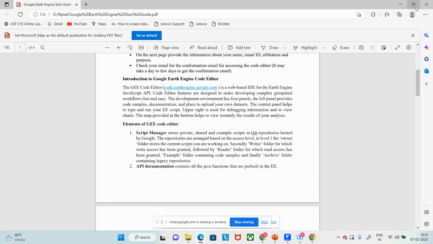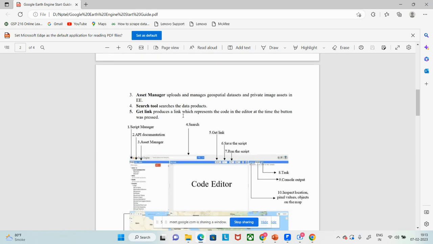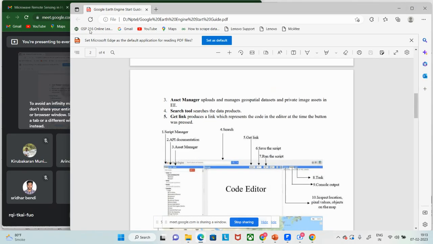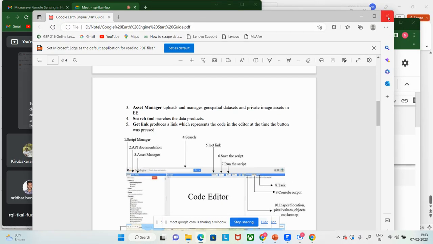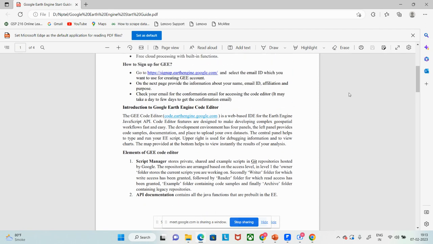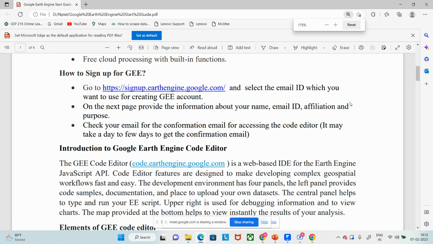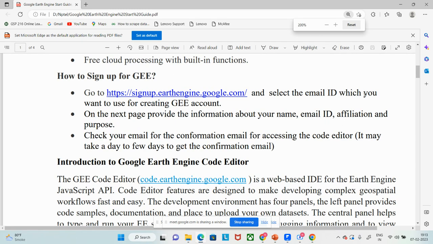I will show you how it looks, and what the elements are. I will open that and tell you about it. Can you zoom it? Yeah, still more. Okay, it's fine now.